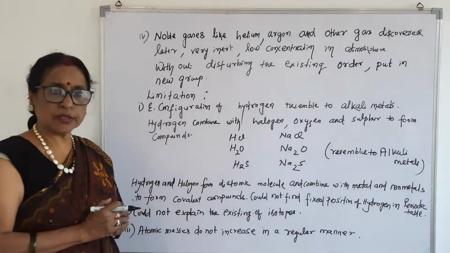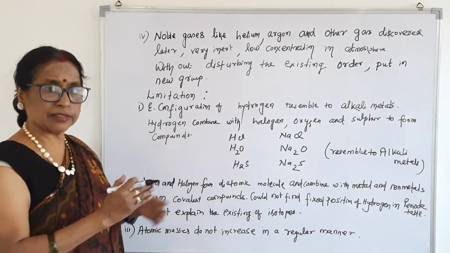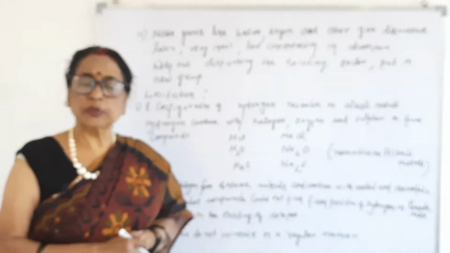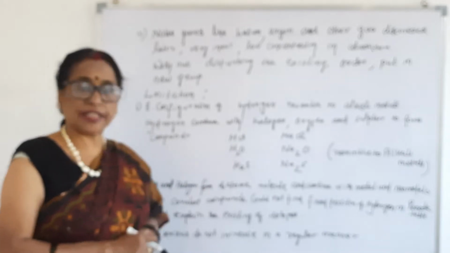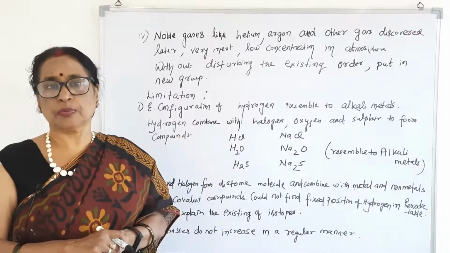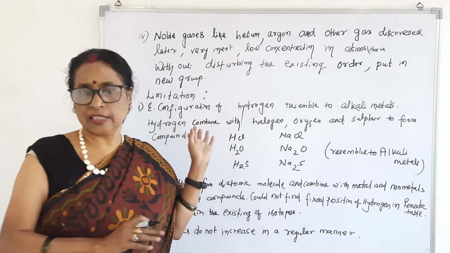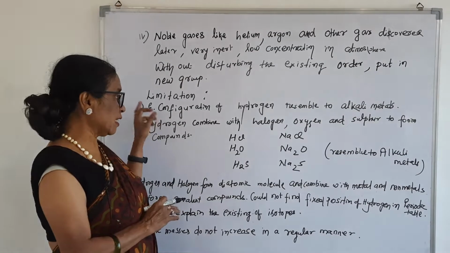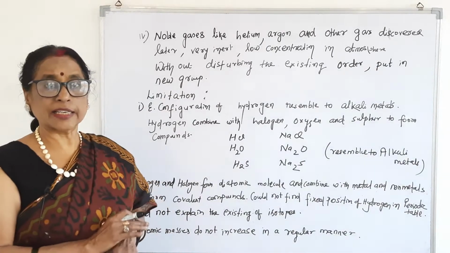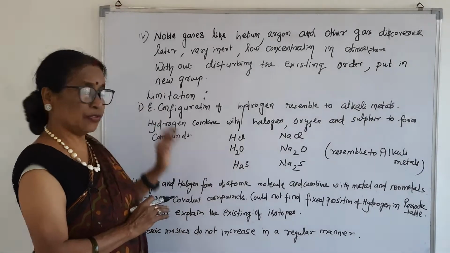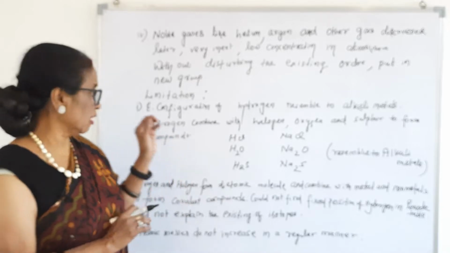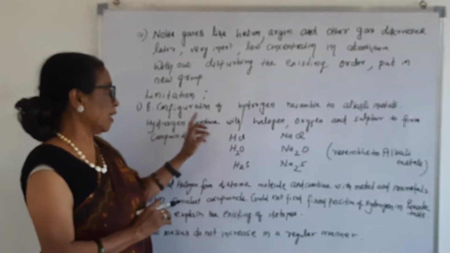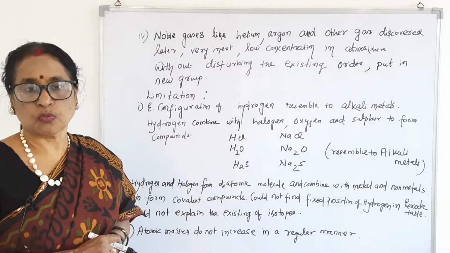Then we come to the limitations. What are the limitation points? Disadvantage: the electronic configuration of hydrogen resembles our alkali metals. Alkali metals mean the first group: lithium, sodium, potassium, rubidium, cesium, francium. Regarding electronic configuration, hydrogen ends in one electron, and in the alkali metals also it is one.